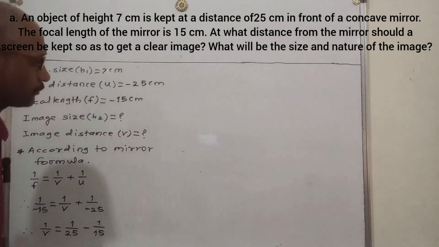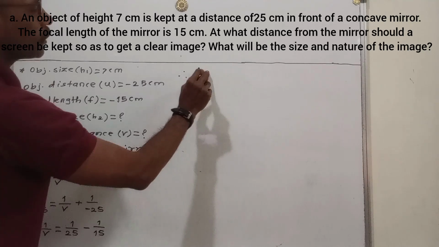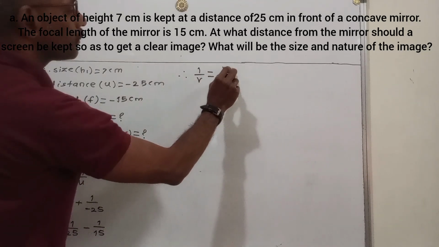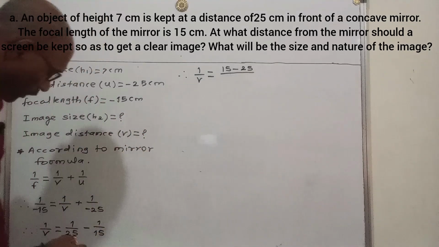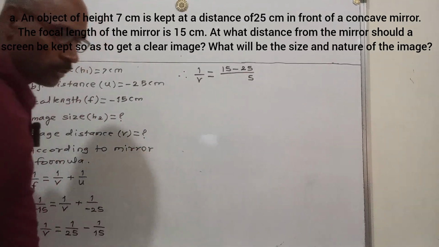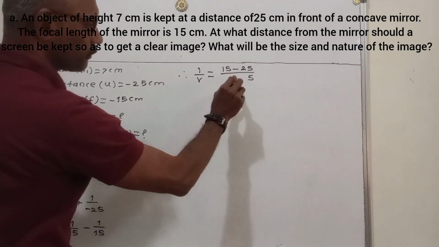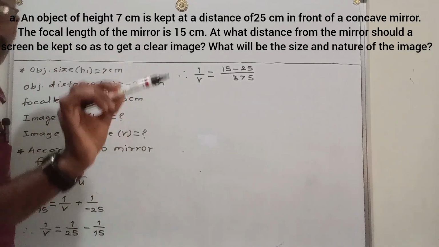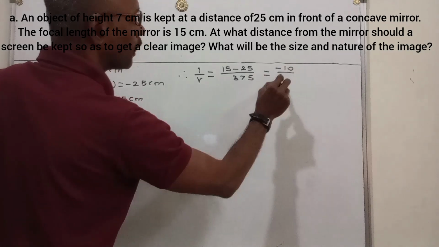Did you get it? Then we write here, therefore 1 upon v is equal to, here 15 into 1 minus this minus 25 into 1, over 25 into 15. 25 fives are 125, carry 12. 25 ones are 25 and 12 is 37, so 375. Therefore 1 upon v is equal to minus 10 upon 375.